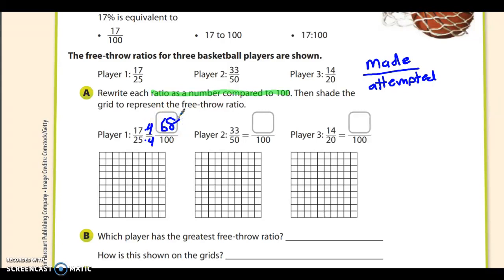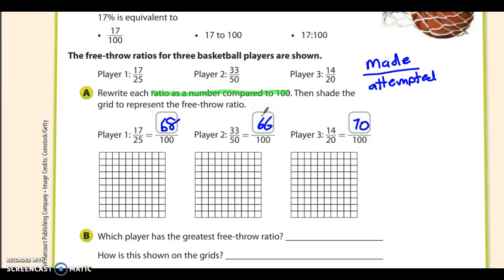And player 2 had 50 attempts, but we have to multiply that by 2 to make it out of 100. And if you multiply their first term by 2, you get 66. And player 3, to get from 20 to 100, you multiply by 5. And this is one if you don't have memorized, you need to. So I'm going to do 14 times 5, and I can check my multiplication chart. That's 70. Now that might be a little messy, so I'm going to go ahead and erase this part right here. But now it's easy to compare, because now what we know is if they each shot 100 attempts, player 3 would make 70, player 1 would make 68, and player 2 would make 66.